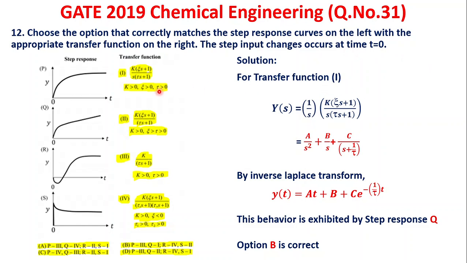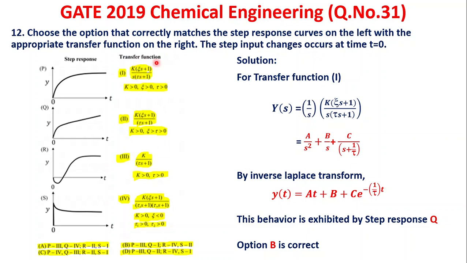See, there are 4 step responses. One is the step response increasing and then becoming steady. One is increasing, again increasing infinitely. One initially goes negative, then increases, then becomes steady. One initially is like an impulse, then decreases, then becomes steady. And they have given 4 options. Now we have to see which option is correct.